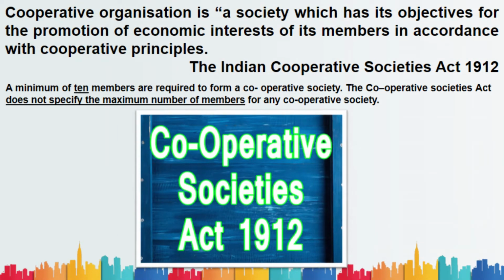Moving on to the definition given by the Indian Cooperative Societies Act 1912. The definition is like this: a cooperative organization is a society which has as its objective the promotion of economic interest of its members in accordance with cooperative principles. Cooperative societies have their own objective to promote the interest of members and help their members within the boundary of the cooperative principles. So this is what the Indian Cooperative Societies Act says about the cooperative society.